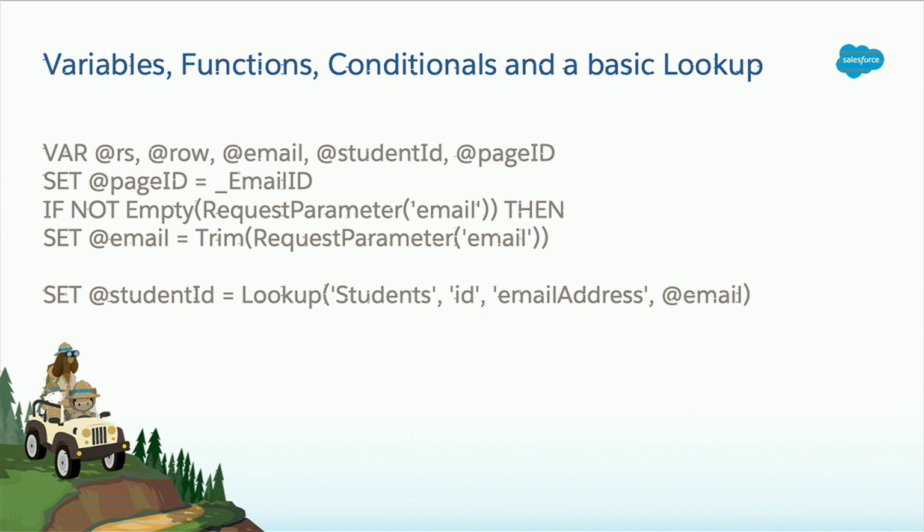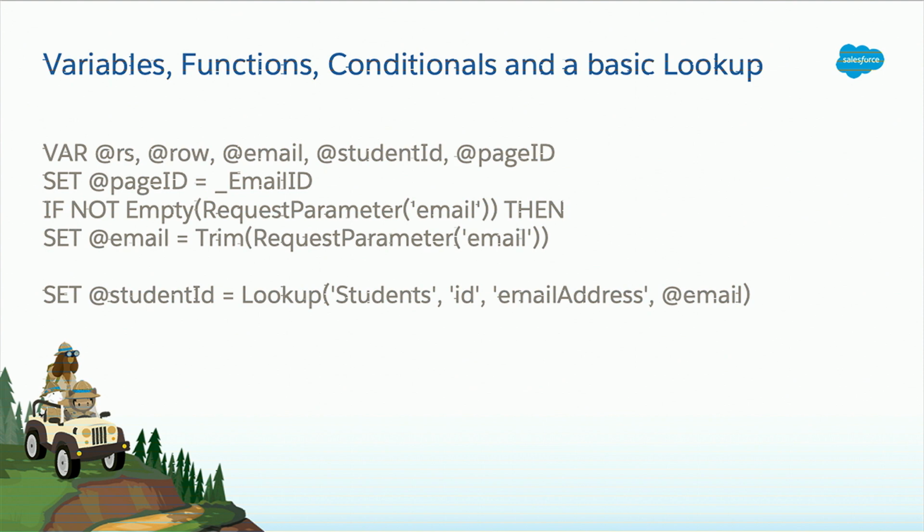So you can use a function called empty, which tells you whether or not something is empty or null or unset or undefined. And if it's not empty, then you're going to go ahead and take an action, because if it is empty, you don't want to do anything because it's empty. So if it's not empty, we're going to set that email address into a variable that's passed in. We're going to wrap it with a function called trim.